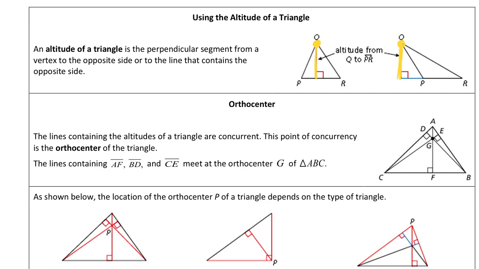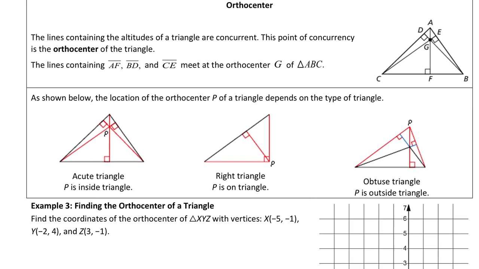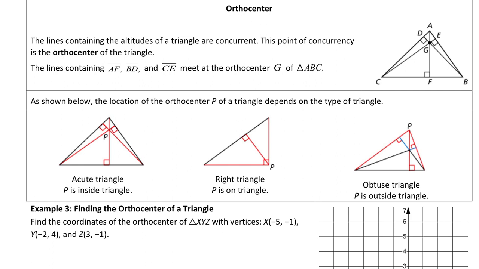It connects to a line that extends the other side, because this altitude going from Q cannot possibly hit the other side. I can't draw a perpendicular through side PR that also goes through Q, so I extend that side. So the orthocenter, our last center we're going to cover, is the intersection point of the altitudes of a triangle. So AF, BD, and CE meet at this orthocenter.